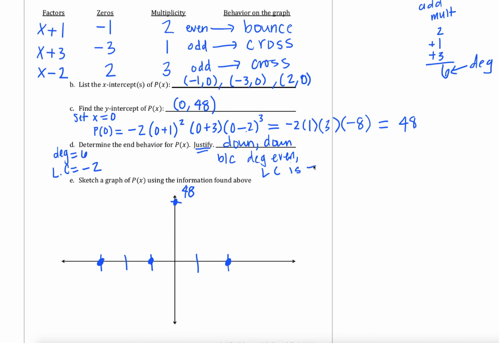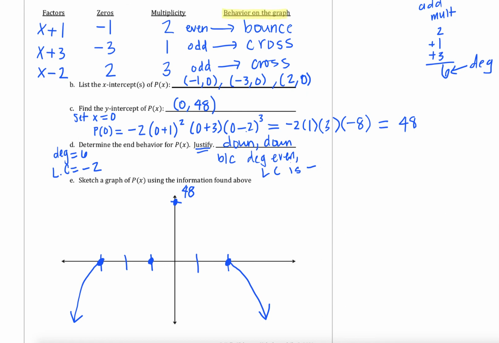So since my end behavior is down and down, then to the far leftmost x-intercept, which is at -3, this graph is going to go down from there. And from the far rightmost x-intercept, which would be +2, the graph is going to go down from there as well.